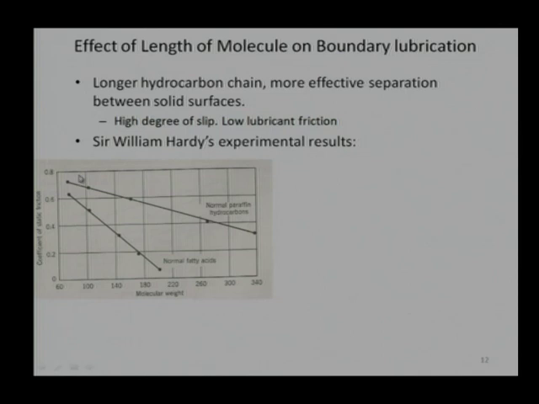You can see that this curve has a lesser slope, and this has a greater slope over here. For the same case, say for 180 molecular weight, this coefficient of friction is roughly 0.18, 0.117, while this coefficient of friction is roughly 0.55. So, a significantly high coefficient of friction. That means boundary lubricants are always going to reduce the coefficient of friction.